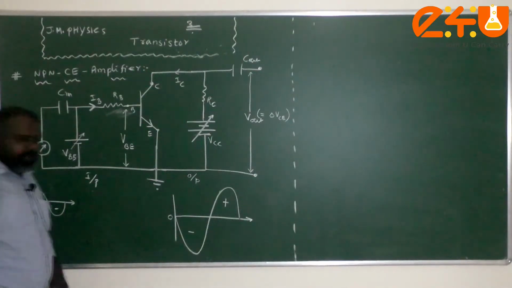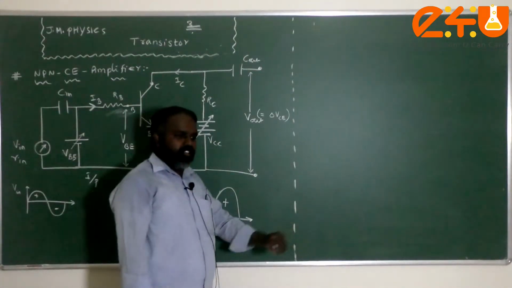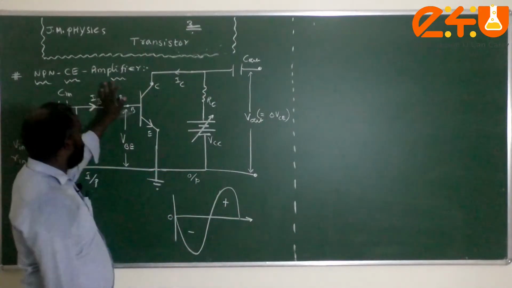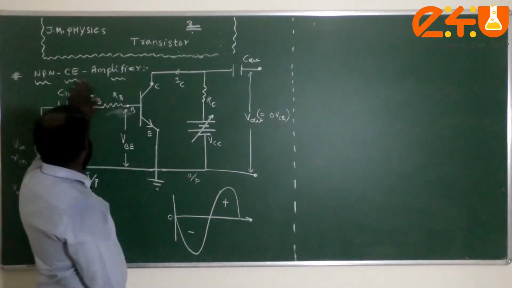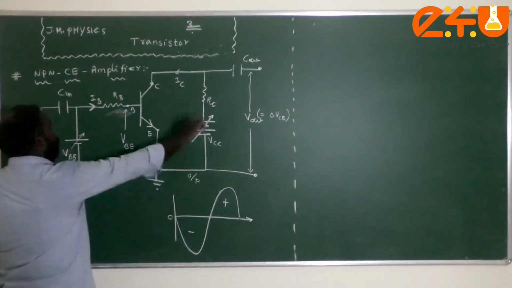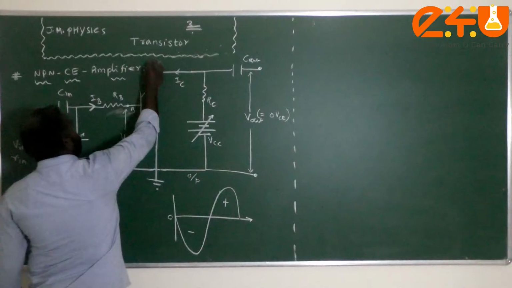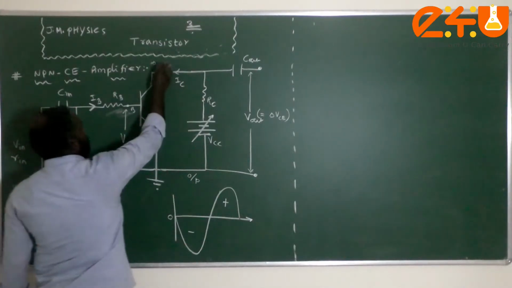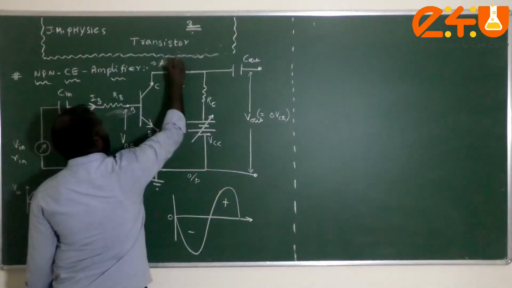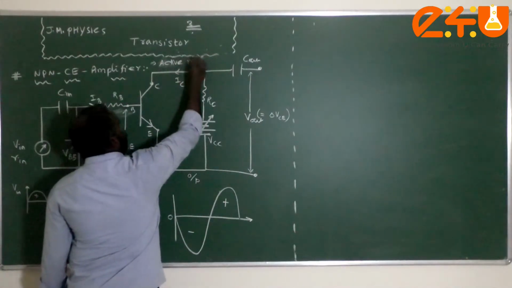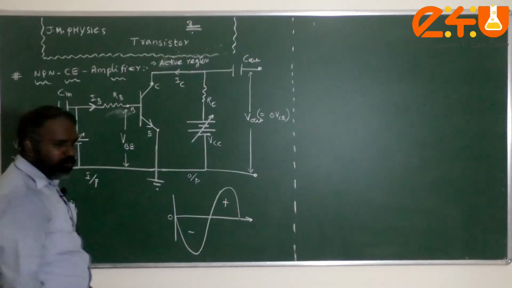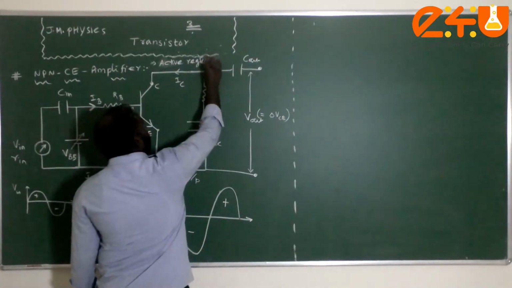Yes, students, this is another topic in our transistor topic: NPN transistor in common emitter mode, NPN transistor as an amplifier. As I said, to use this transistor as an amplifier, we must maintain the transistor in the active region. Transistor in what, children? Active region. That we discussed in the previous video. Yes, a transistor should be maintained in the active region.